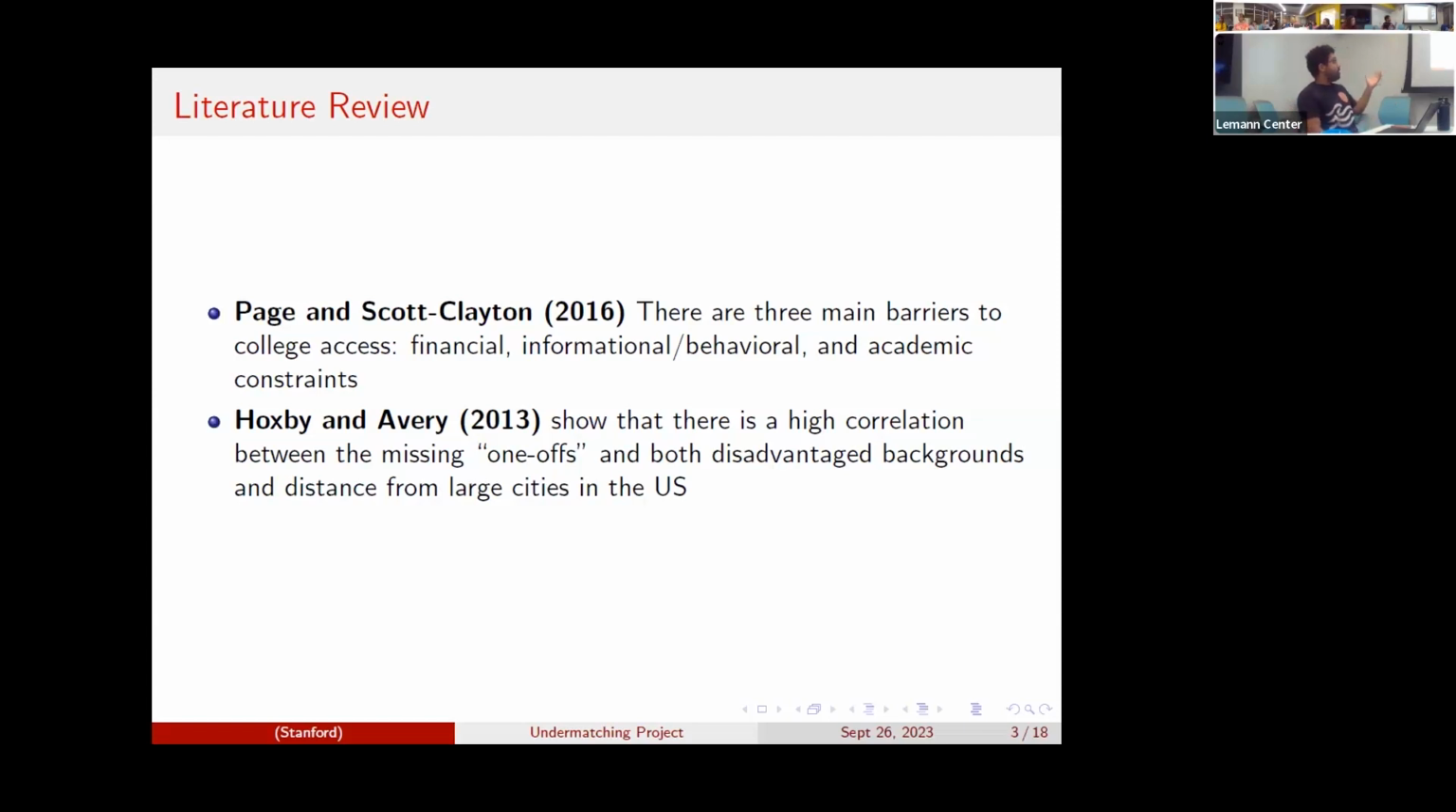So one of the main works that has tried, not a more descriptive work, but tried to put some light on this topic is the work from Hoxby and Avery from 2013. They show that there's a high correlation between these missing one-offs, which are basically these high achieving low income students, and being from a disadvantaged background. So they are situated geographically in regions that the traditional ways of applying to a selective college in the US are not able to reach them. And they also mentioned another interesting thing: if the school the student is enrolled in doesn't have any professor who had the opportunity to study in a very selective college, it usually also reduces the probability of the student engaging with a good school.